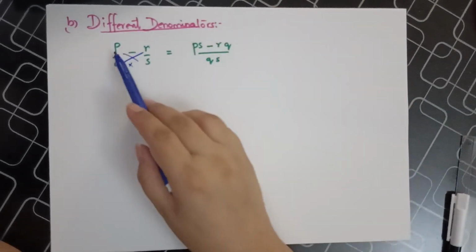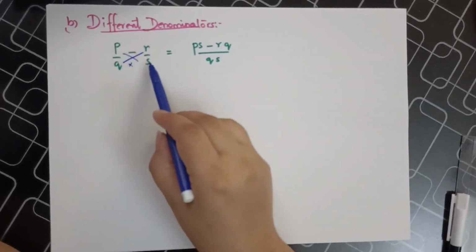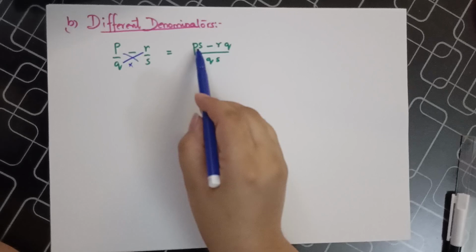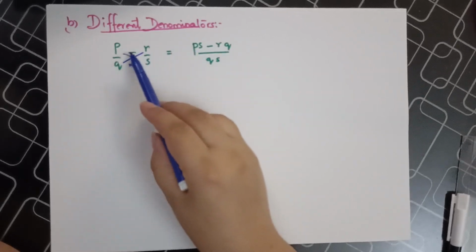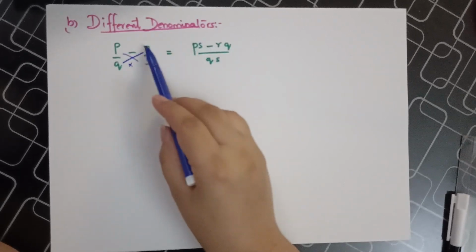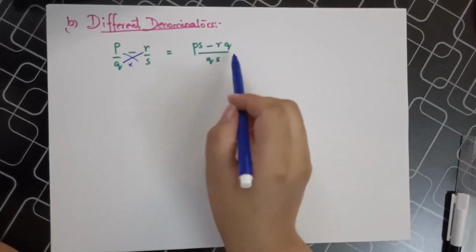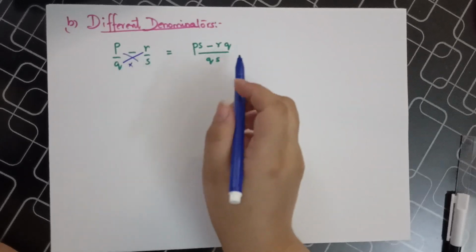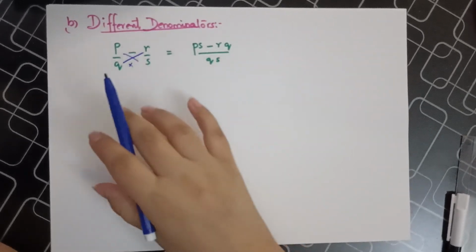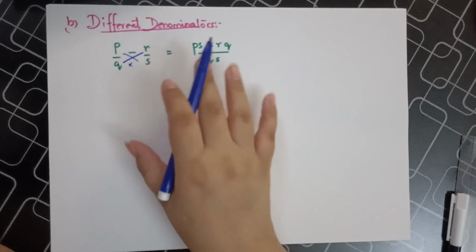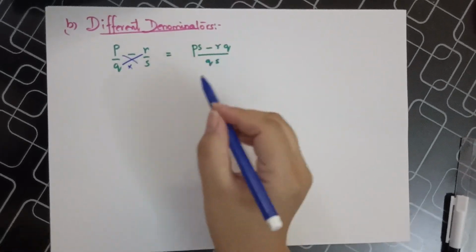The numerator of the first number gets multiplied by the denominator of the second number, like this, ps, and the sign comes as it is. The numerator of the second number gets multiplied by the denominator of the first number, and in the denominator both denominators multiply. So this is case 1. Let me explain it with an example so that you can understand it well.